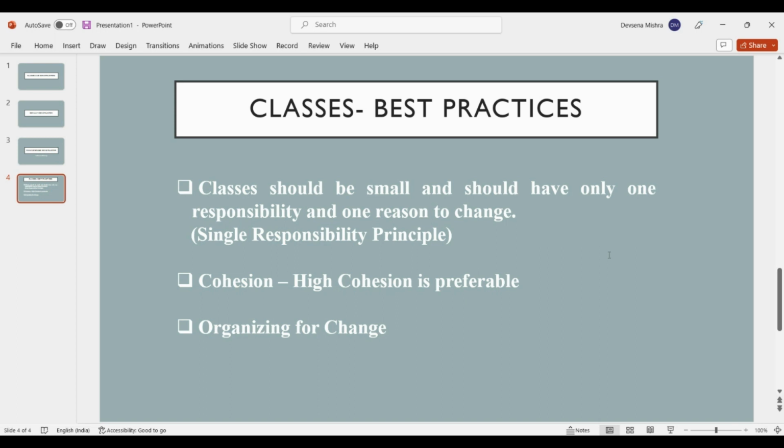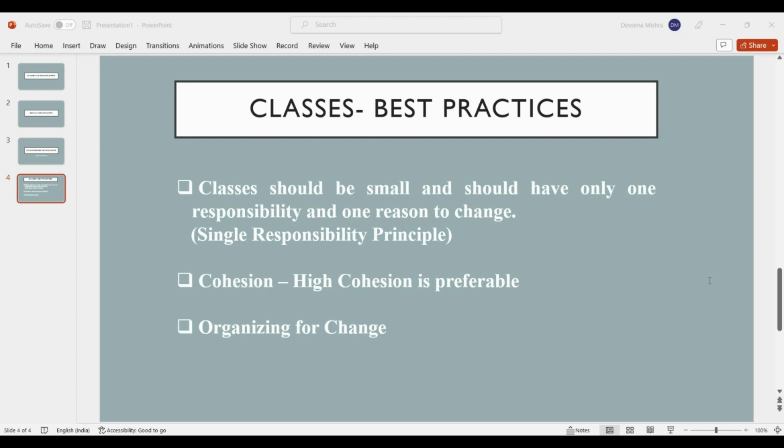Now let's talk about the best practices for designing classes. The first rule of classes is that they should be small. Now here you can ask, how small? We decide that by counting the responsibilities a class should hold.